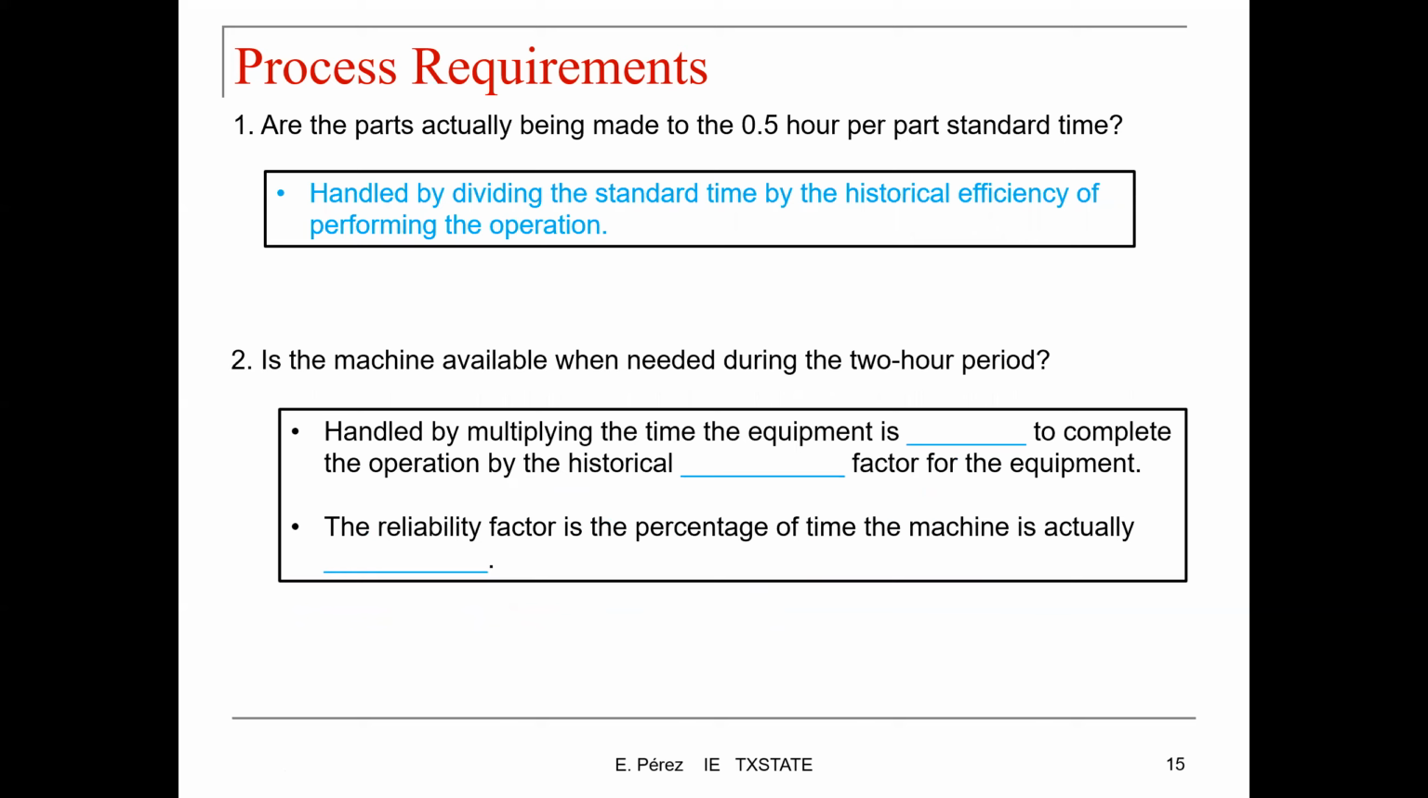So let's look at those questions. Are the parts actually being made to the 0.5 hour per part standard time? This is handled by dividing the standard time by the historical efficiency of performing the operation.